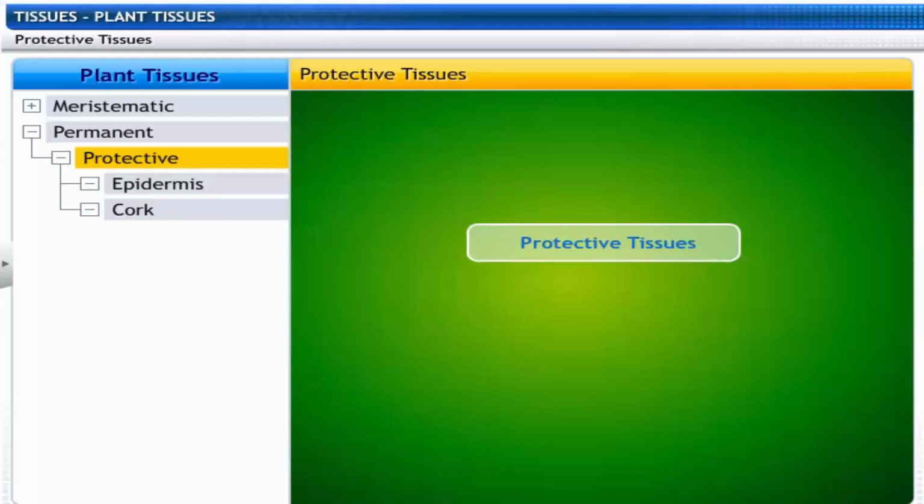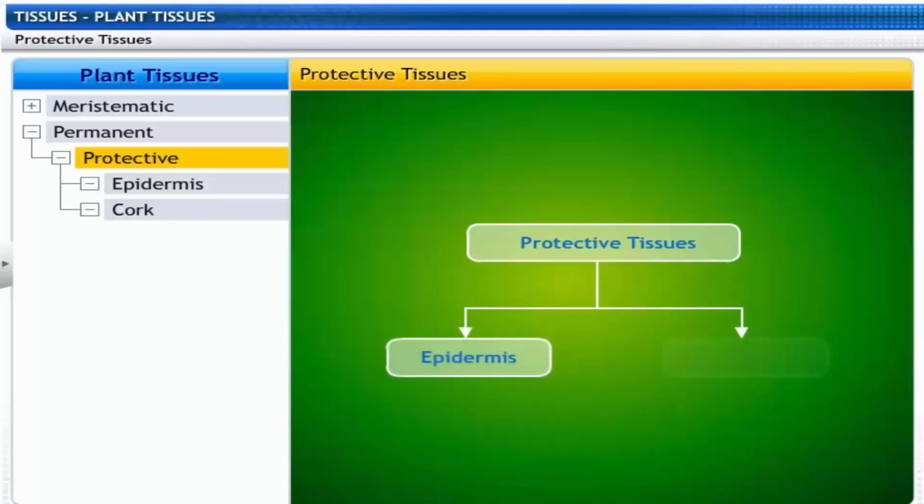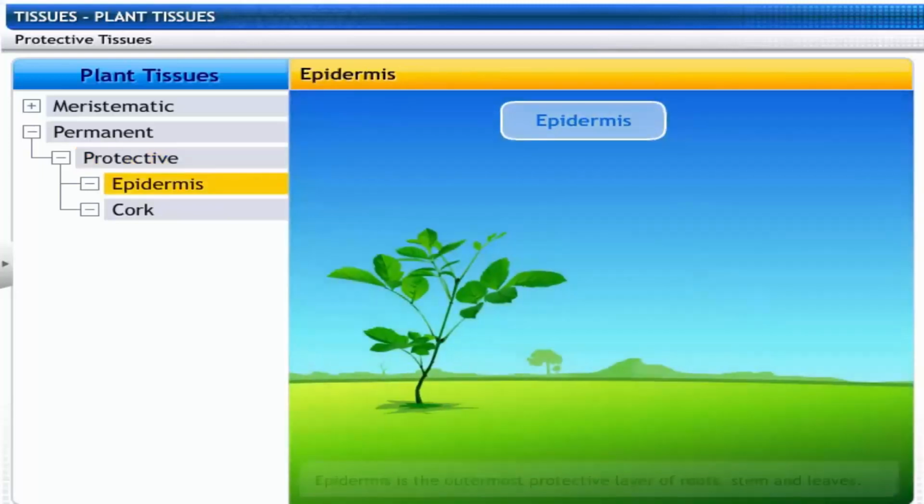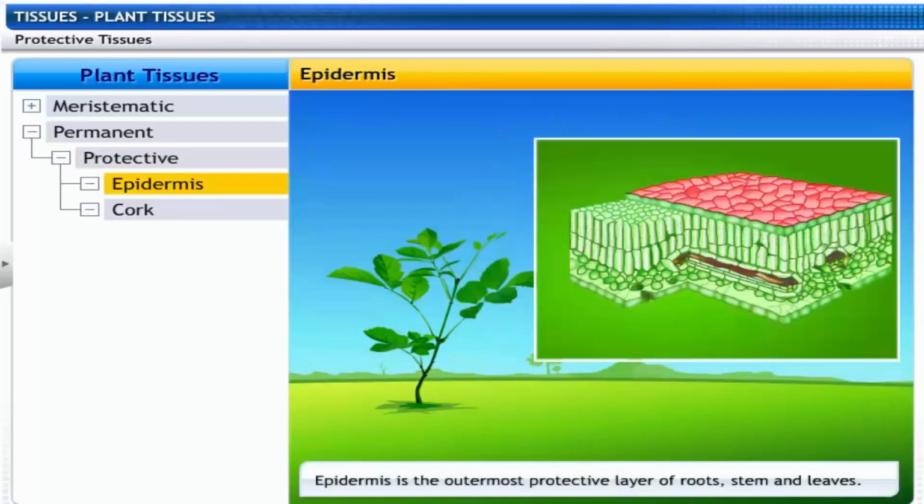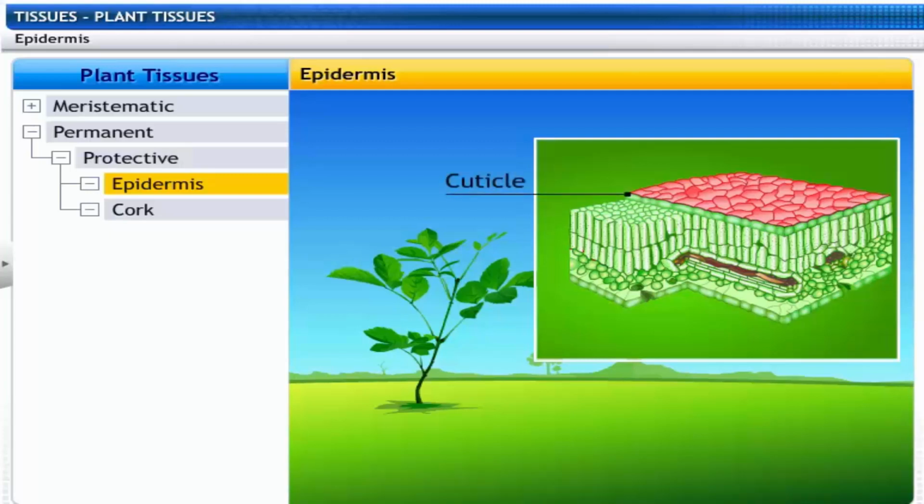Another type of tissue that is very important for plants is the protective tissue. They protect plants from the surroundings. Protective tissues include epidermis and cork. Epidermis is the outermost protective layer of roots, stems and leaves. It is 1 cell thick and covered with a waterproof layer called cuticle.